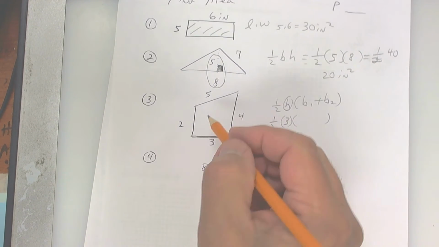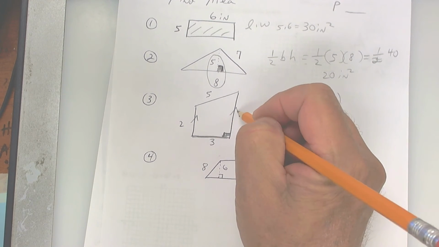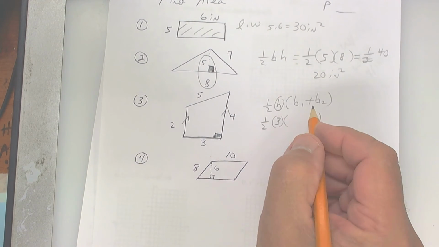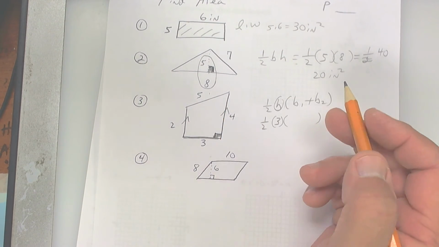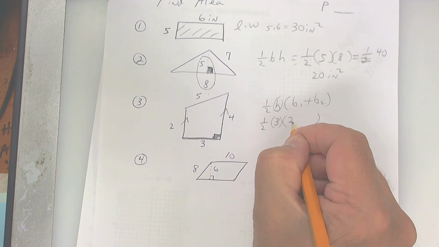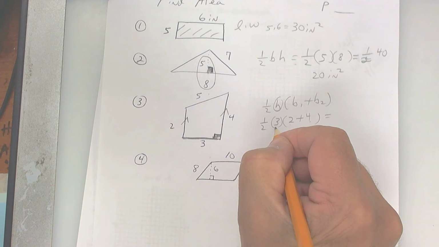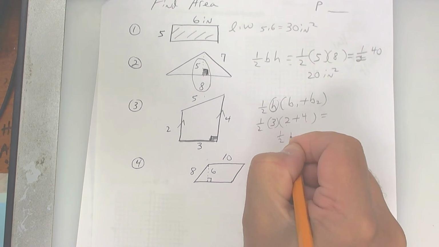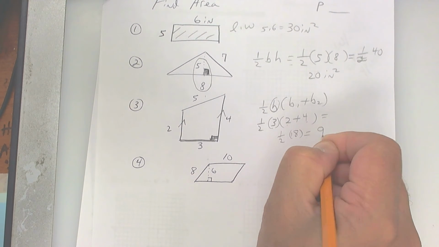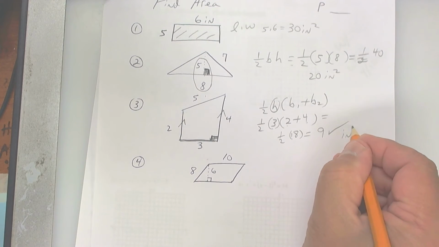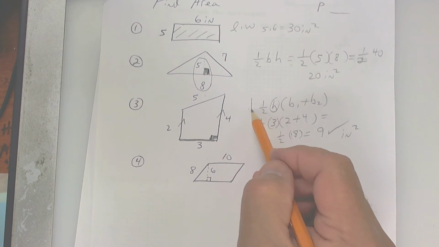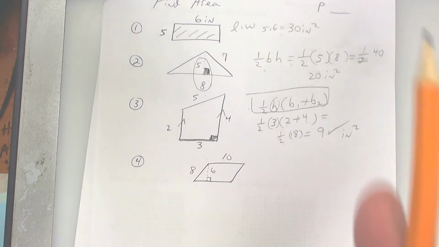The bases are the ones that are parallel. This one is parallel to that one, so it's 2 plus 4. If you said 5 plus 3, you're going to miss it. So it's 2 plus 4. 2 plus 4 is 6, times 3 is 18, and half of 18 is 9. And you have to know how to do a trapezoid, so memorize these formulas.